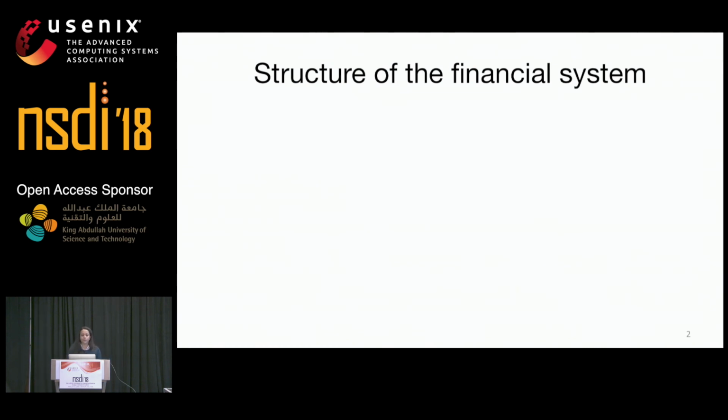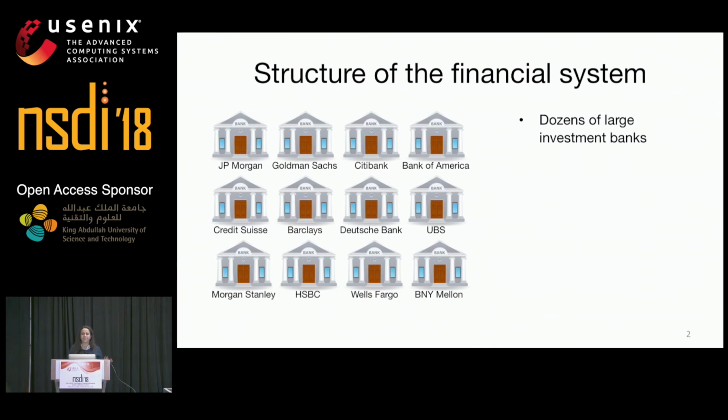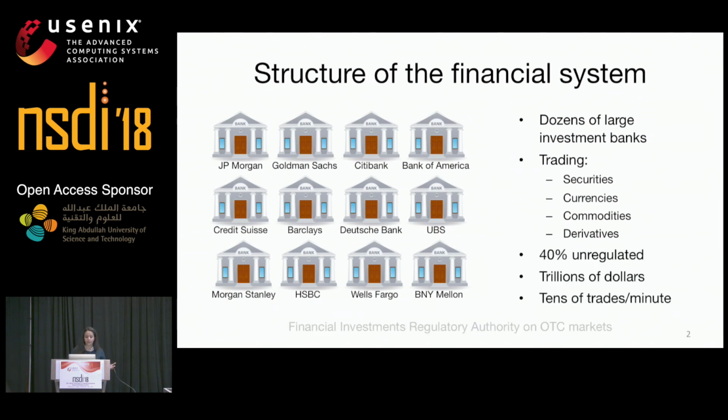Most of the value in the global financial system is in instruments that are transacted through about a dozen large investment banks. These banks trade securities, currencies, commodities, and derivatives. Some of this trading is done through regulated exchanges like NASDAQ, but about 40% is done through these unregulated over-the-counter or OTC markets. This represents trillions of dollars in value, and to give an idea of scale, it's on the order of tens of transactions a minute, so this is not high-frequency trading.